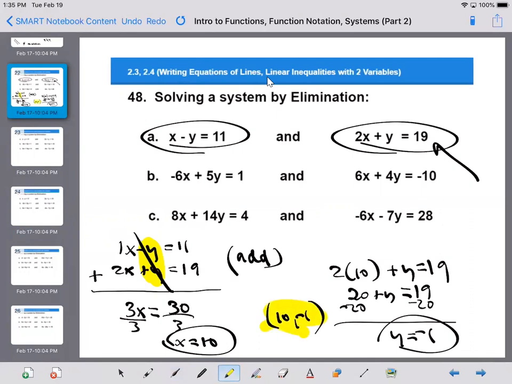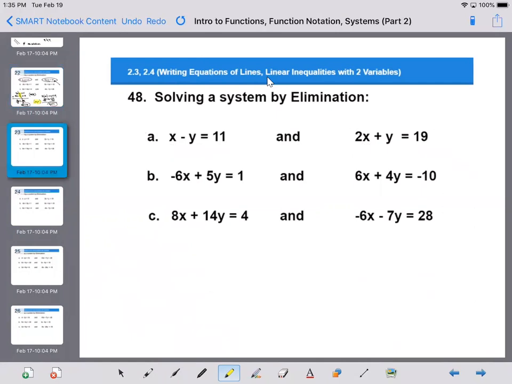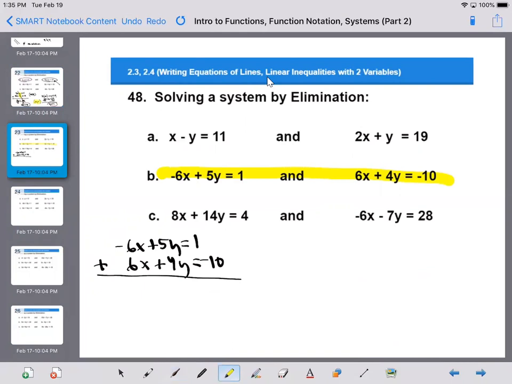All right, let's look at another one. We'll look at this system here. Negative 6x plus 5y is equal to 1. So I'm going to set it vertically with the other one. And now that I'm writing it, I can see right here that x's would be the best one to eliminate, because one's positive and one's negative.